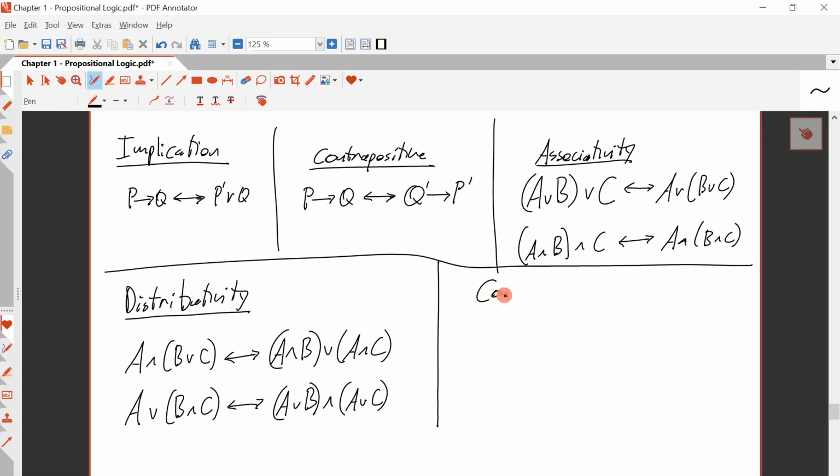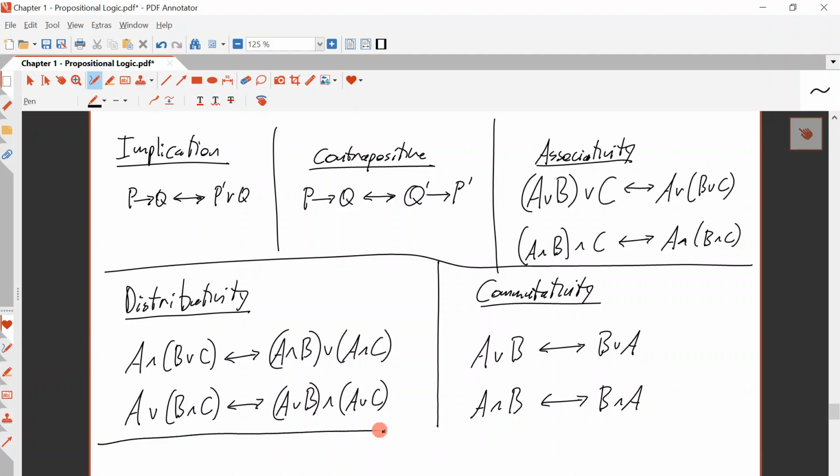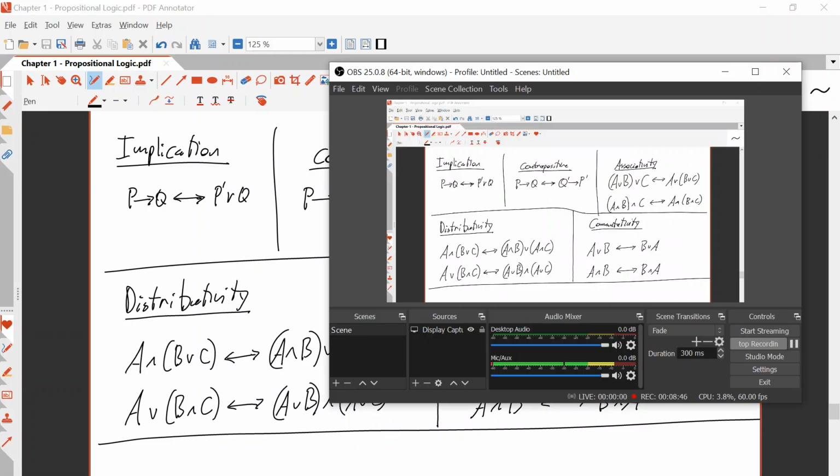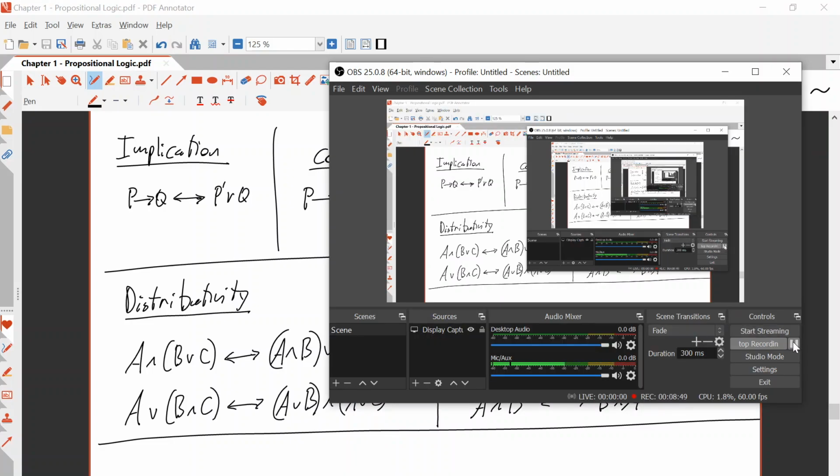Commutativity. These are kind of boring. A or B is logically equivalent to B or A, obviously. A and B is logically equivalent to B and A. Now, of course, one has to actually create a truth table to show that these are tautologies. But we already did one. You could maybe do one of these, the distributivity ones, to show that these actually are tautologies.